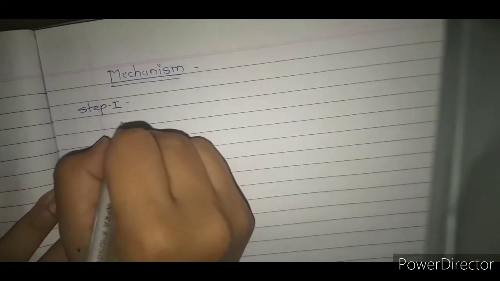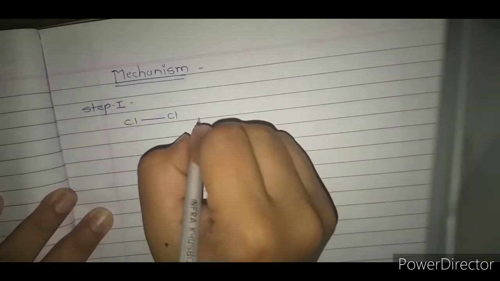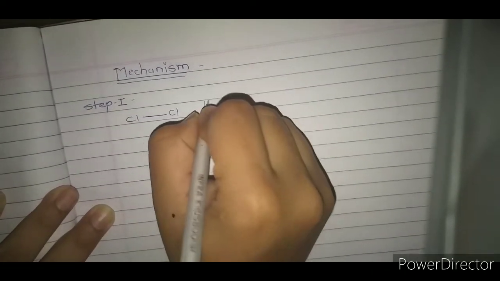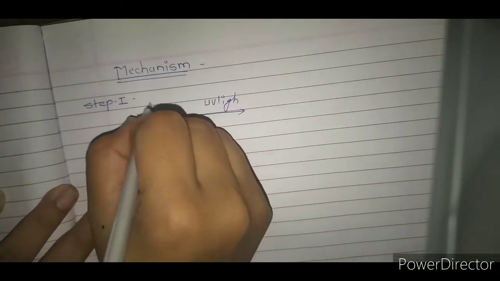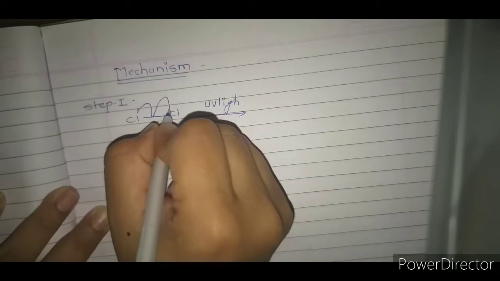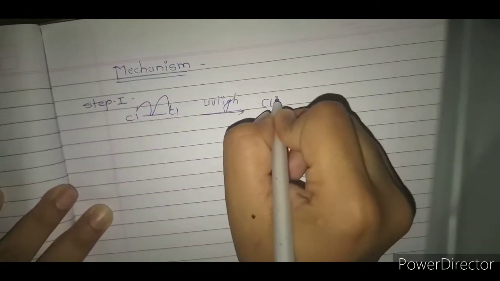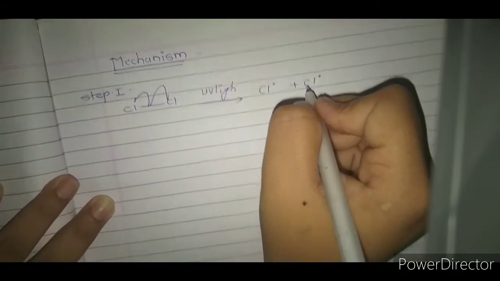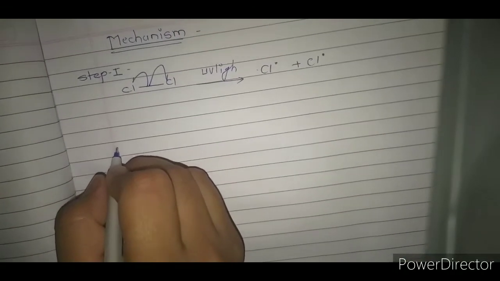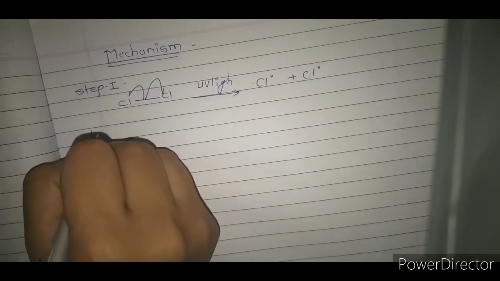Okay, so like this is your Cl2 in presence of UV light. What happened? By homolytic fission, the breakdown of this molecule and form chlorine free radical. Okay, chlorine free radical.